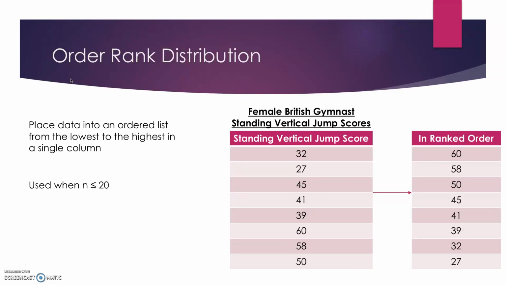The next way of organising data is by using an order rank distribution. This is when a researcher, for example, goes back over the data collected, in my case, the female British gymnast standing vertical jump scores, and ranks them from the highest value to the lowest value. This can only be used, however, when the number of participants is less than or equal to 20. Therefore, the data I've displayed in these tables to the right are efficient, as there are only 8 participants. Any more than 20 would make it a very long process for any researcher to rank them all.